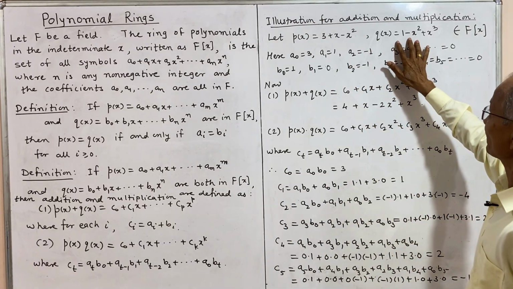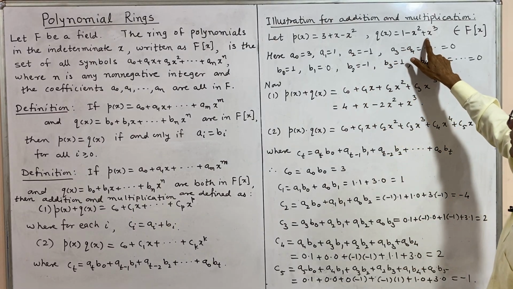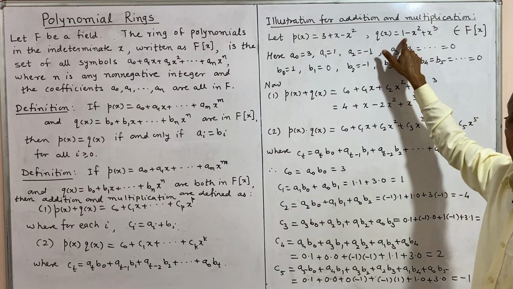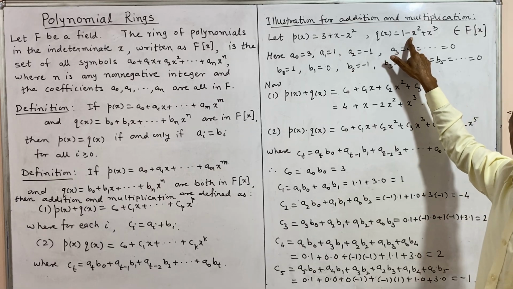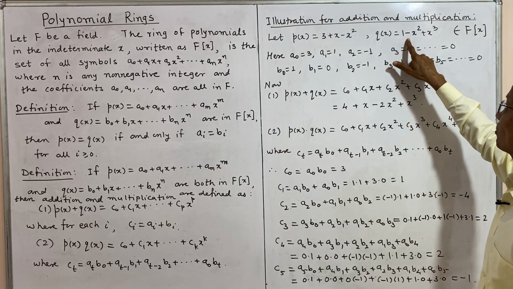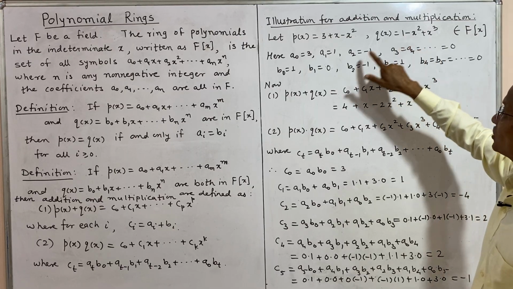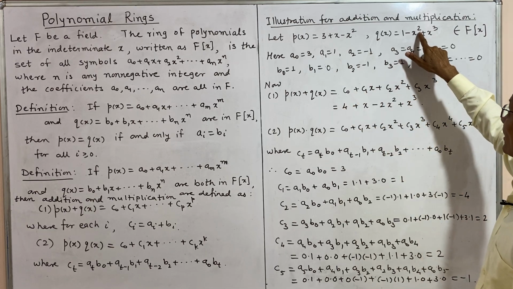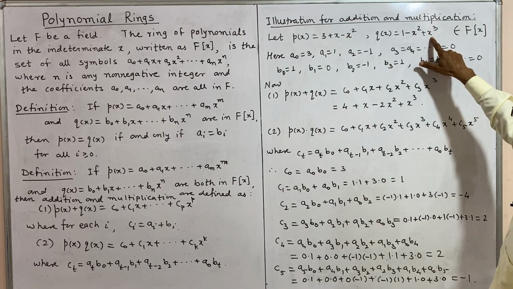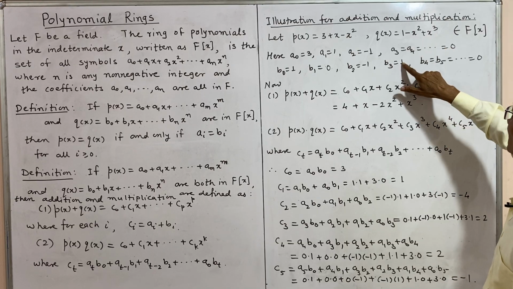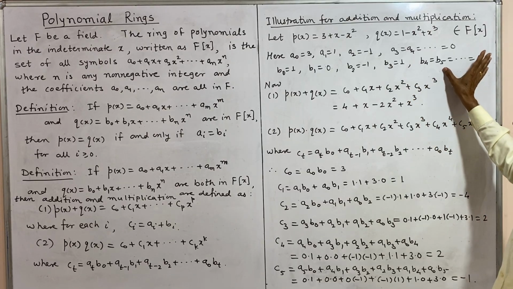And similarly for Q of x, B naught is 1, B1 is minus 1, B2 is... you observe here it is 1, B naught is 1, and here the term x is absent. So therefore it must be taken with 0 coefficient, 1 plus 0 into x, and therefore B1 is 0 here, and this is the coefficient of x square, that is B2 which is minus 1, and this is the coefficient of x cube which is B3 is 1, and higher coefficients B4 etc. are 0, but these terms are absent.